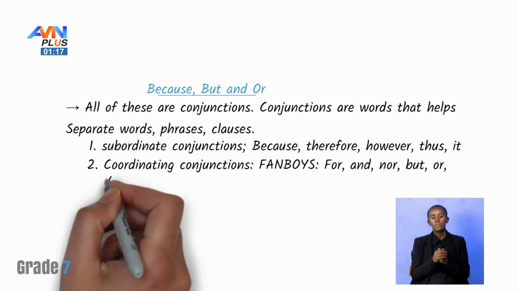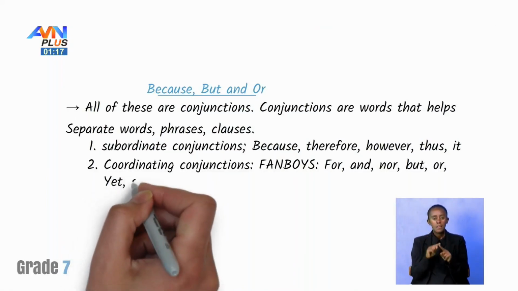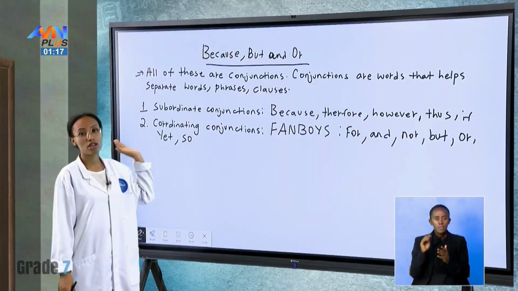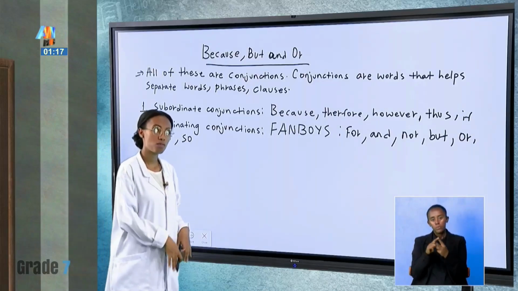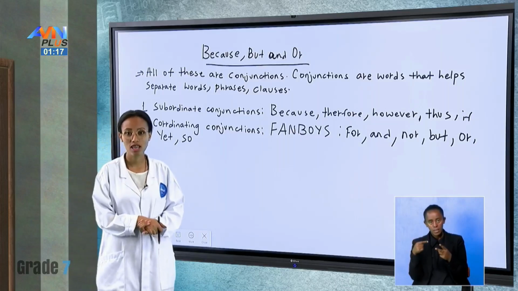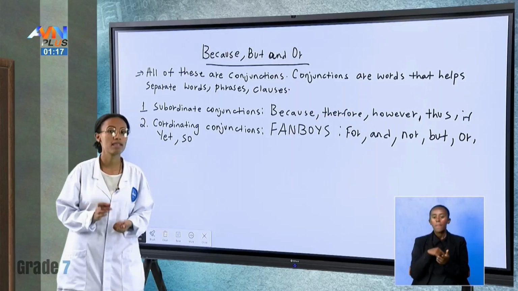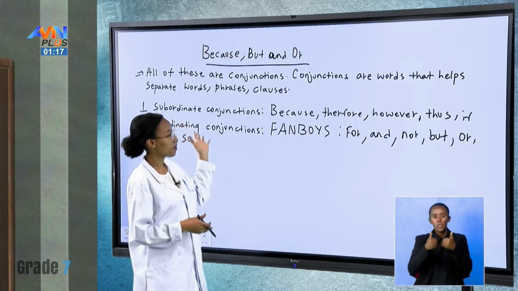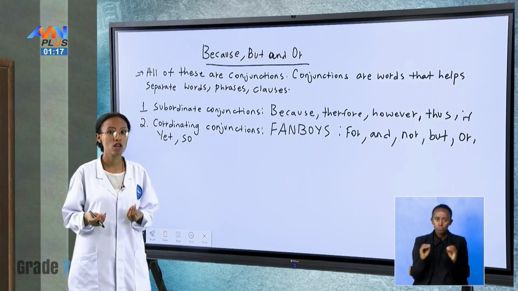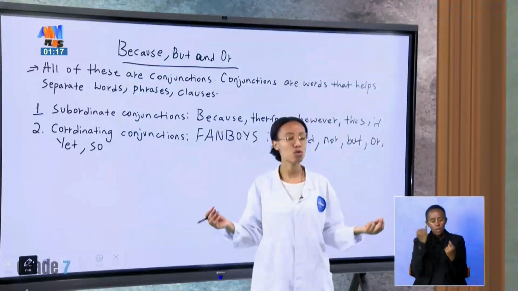Another topic that we have today is or. We have yet and so. So these are the fanboys. So conjunctions are separated into subordinate conjunctions or coordinating conjunctions. These are the ones that we use in our sentences to separate phrases, to separate clauses, and not only separate, but to also join two ideas that you want in a sentence.